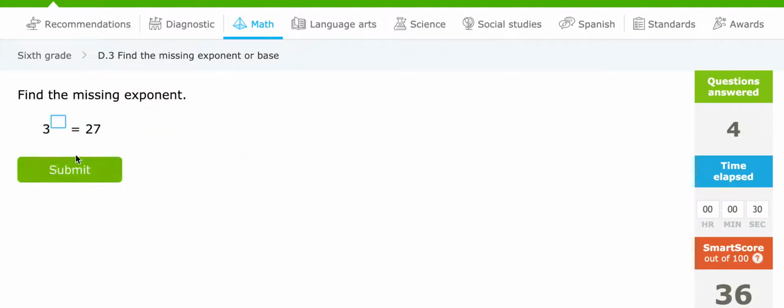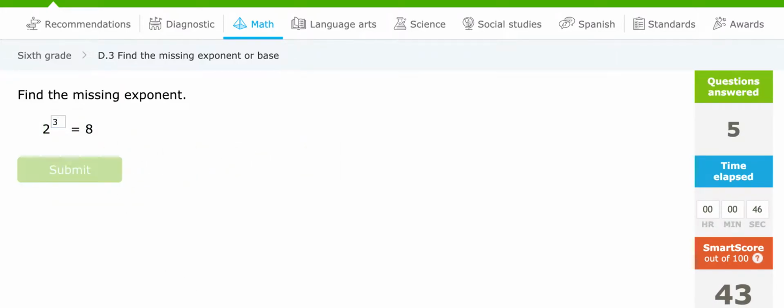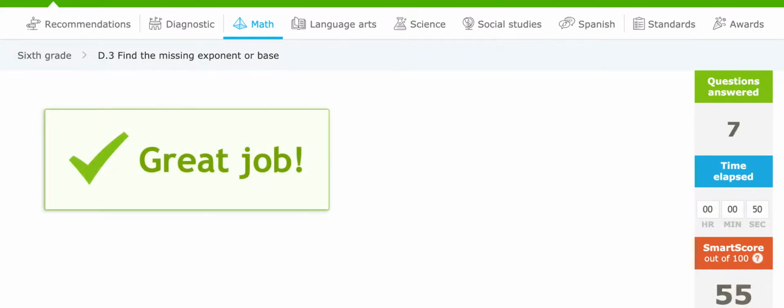In the future, these problems will be slightly harder because the bottom might not be an integer, and the top might not be an integer. So it can be a little bit more confusing. But in this case, 3 to the 3rd, right? 3 times 3 is 9, times 3 is 27. 2 to the 3rd equals 8. 6 to the 1 equals 6.